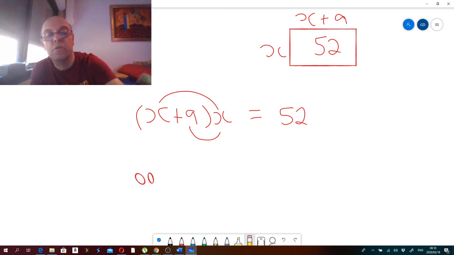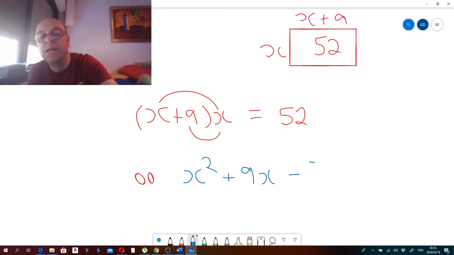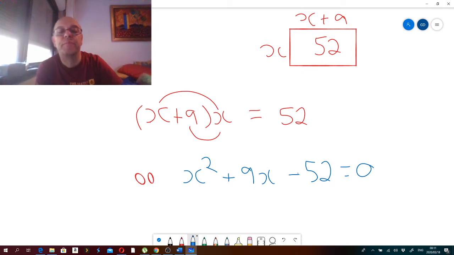No, those don't want to erase now because they've drawn circles there. X squared, let's just write it here, plus 9x. And we'll take the 52 over, make it minus 52 must be equal to 0.